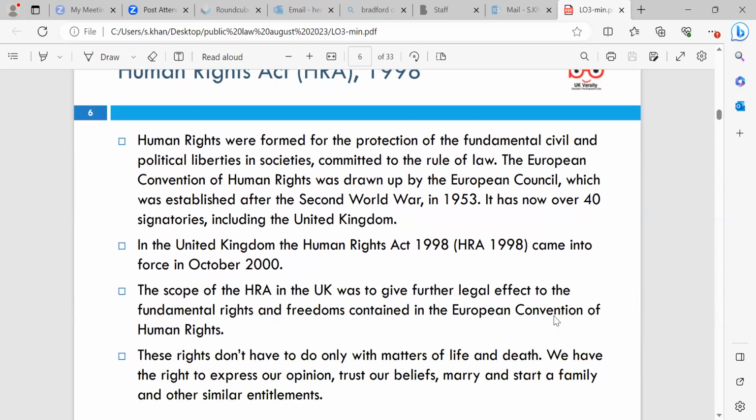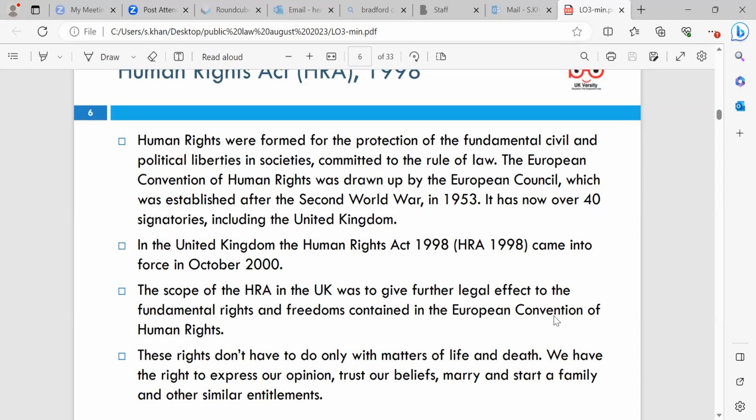Human rights were formed for the protection of fundamental civil and political liberties in the UK. They are committed to the rule of law. The European Convention on Human Rights was drawn up by the Council of Europe, which was established after the Second World War, with the Convention coming into force in 1953. It now has over 40,000 signatories, including the UK.